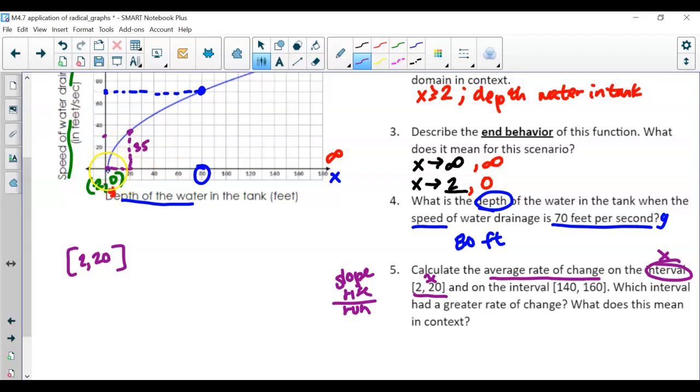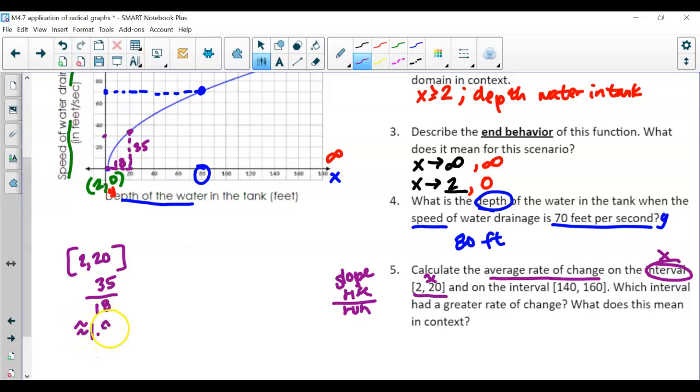Then we went from 2, remember, right? Not 0, 2 to 20, so that is 18. So the average rate of change here is our rise over our run. So here, what is the rise? 35. And what is the run? 18. So now here, what is 35 over 18?